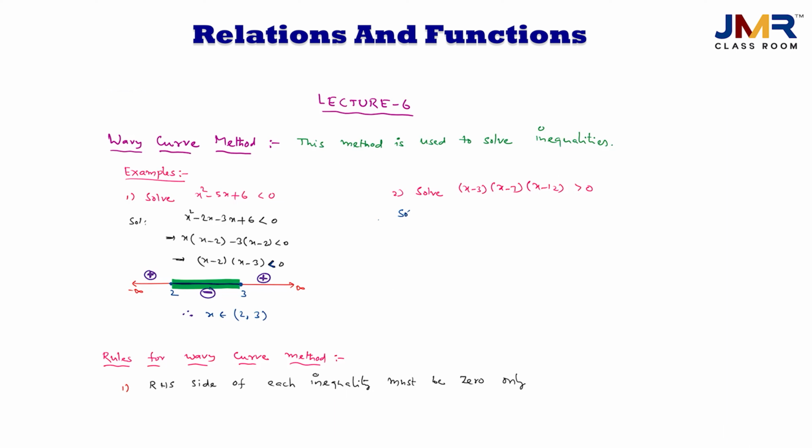Second one, directly the factorization is given, so you have to take a number line directly. This is the number line from minus infinity to infinity. Here, each factor equals 0. Those are called critical points. What are the critical points here? Each factor equals 0.